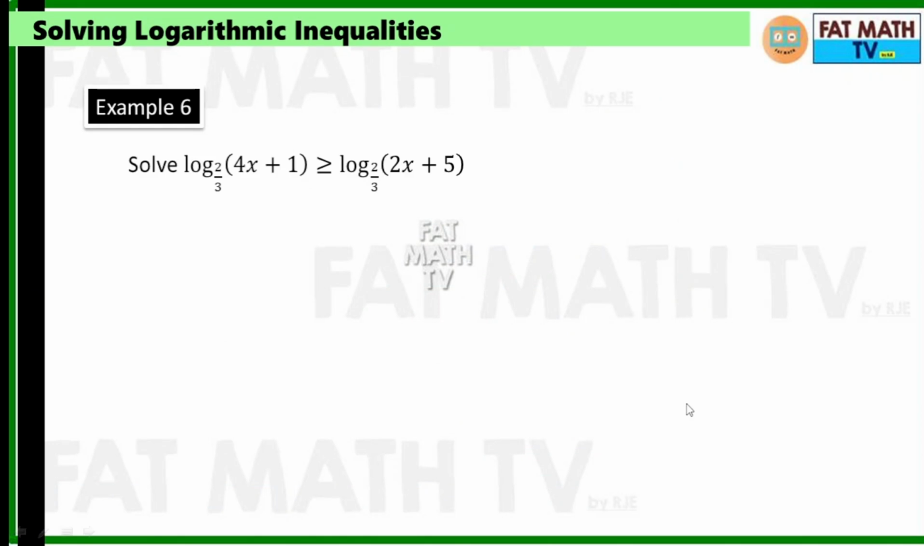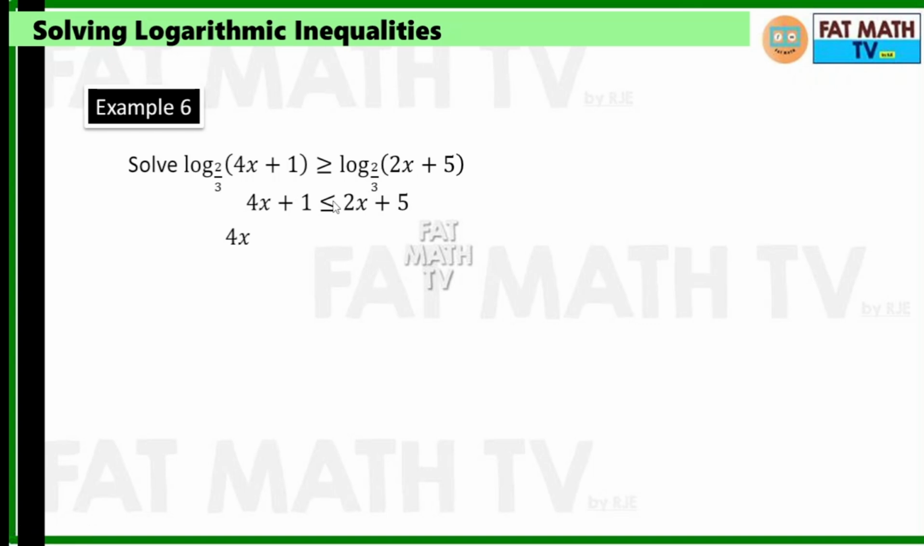Example number 6. Logarithm of 4x plus 1 to the base 2/3 is greater than or equal to the logarithm of 2x plus 5 to the base 2/3. Our base is still less than 1, so 4x plus 1 should be less than or equal to 2x plus 5. As you can see here, our base is less than 1, so if it's greater than, when you remove the logarithm, we will have less than or equal to.